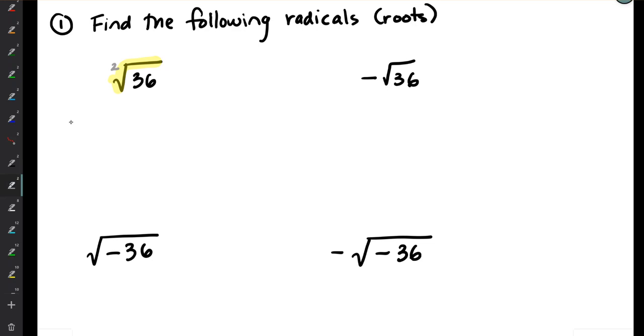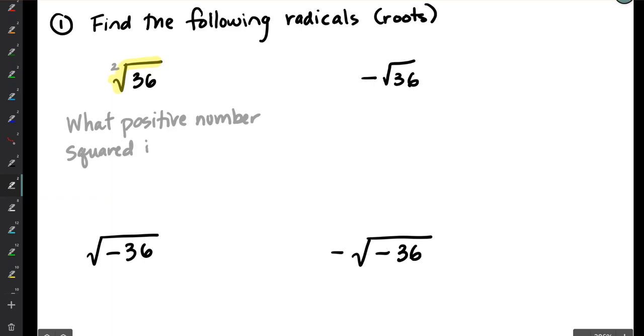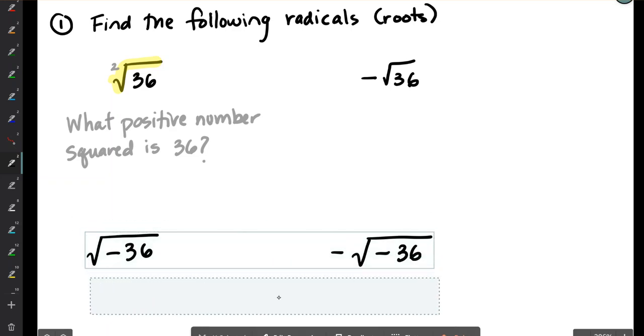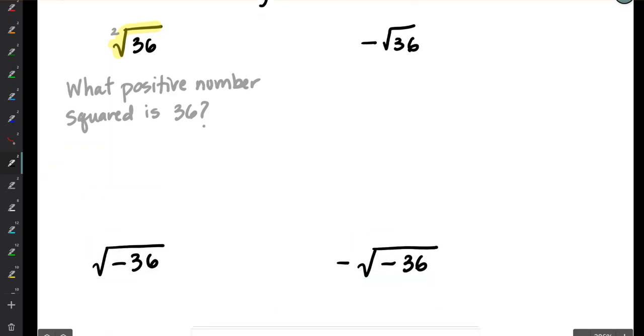It's asking me what positive number squared times itself is 36. And since 6 times 6 is 36, the square root of 36 is 6. In fact, we could even write the square root of 36 as the square root of 6 squared. Squaring and square rooting do and undo each other.